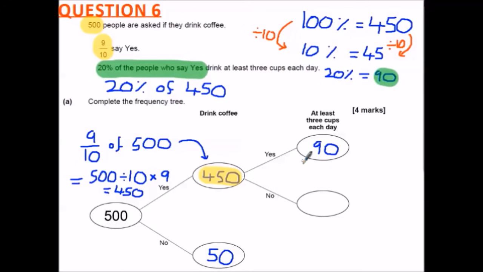And as I said before, each time a number branches, the 2 bits it branches off into will add up to the number they branched from. So 90 plus this one add up to 450. So to work out the number who said no, they don't drink at least 3 cups each day, we need to do 450 take away 90.